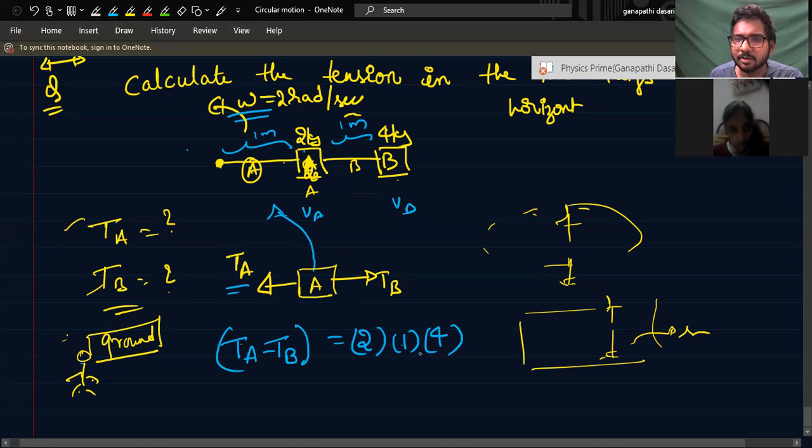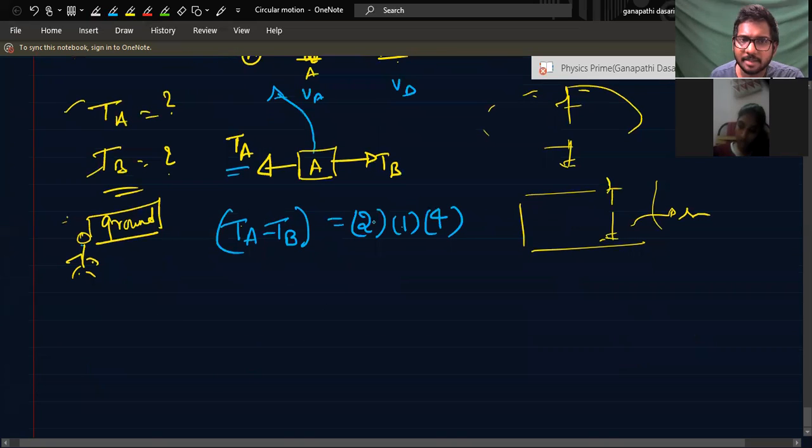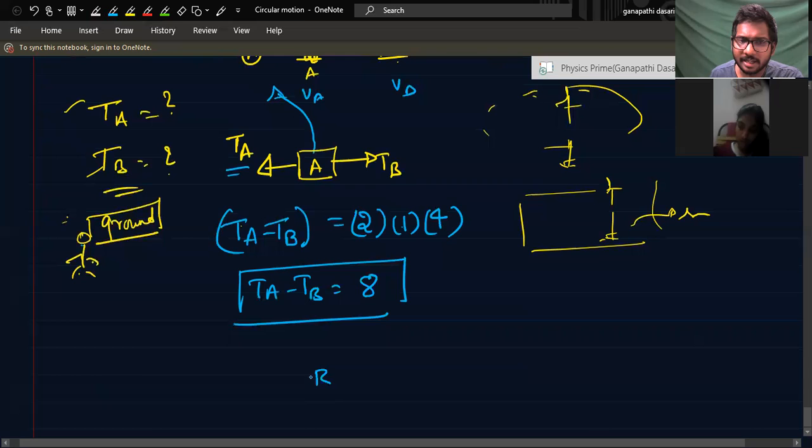m into r into omega square, that is 4, r is 1 meter for this 2 kg block. 1 meter circle. So Ta minus Tb is equal to 8, okay? That is one equation. Now if we take the B block into consideration, cut it and pull it.